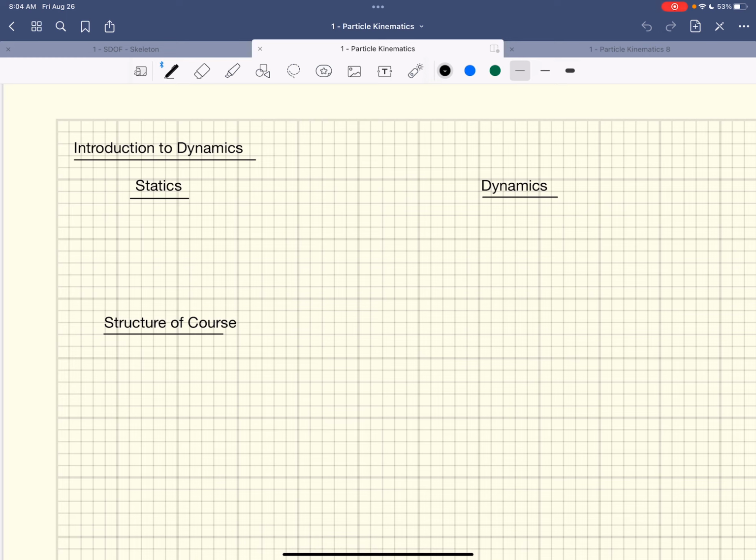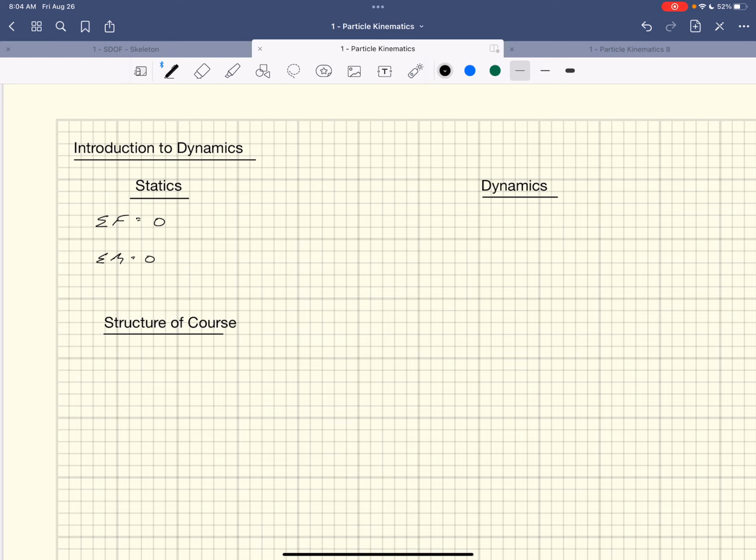So, introduction to dynamics. We talked about this briefly last time. Statics: we had the sum of the forces equal to 0, and the sum of the moments equal to 0, right? And when you solve these problems in statics, you start out with a free body diagram.